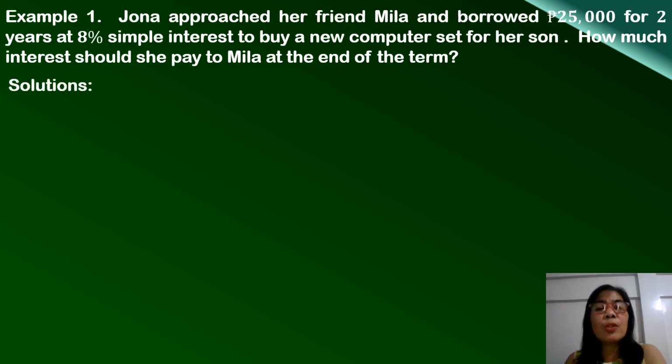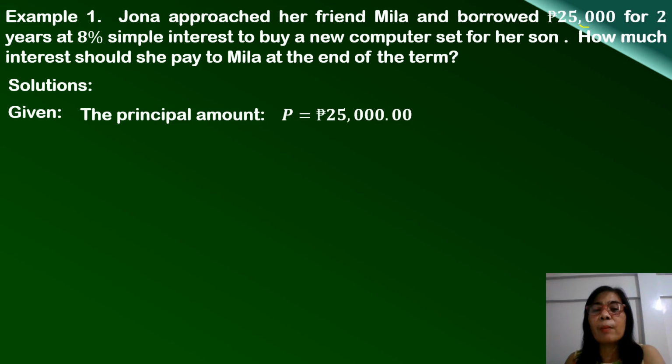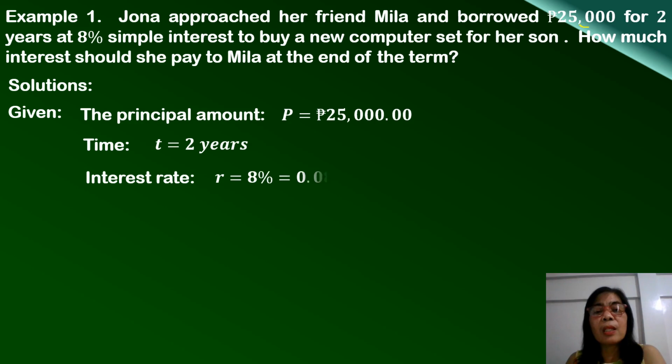We start our solution by identifying what is given. Jonah borrowed 25,000, so this will be the principal amount, for 2 years, so the term or time is 2 years. At 8% simple interest, the rate of interest is 8%, and converting that to decimal, we divide 8 by 100, which gives us 0.08. Then we are asked how much interest she should pay to Mila at the end of the term, so we are required to find the interest.